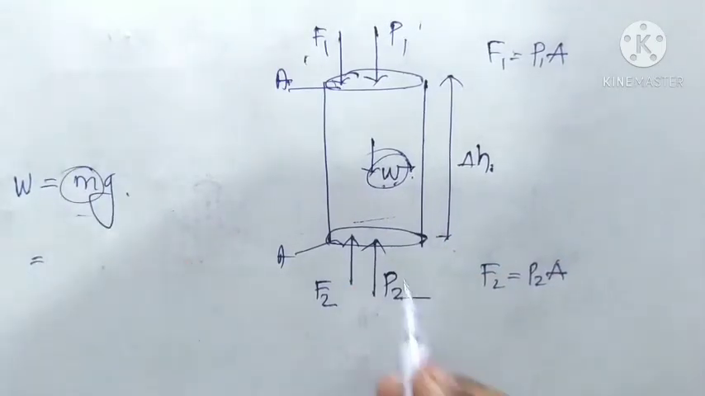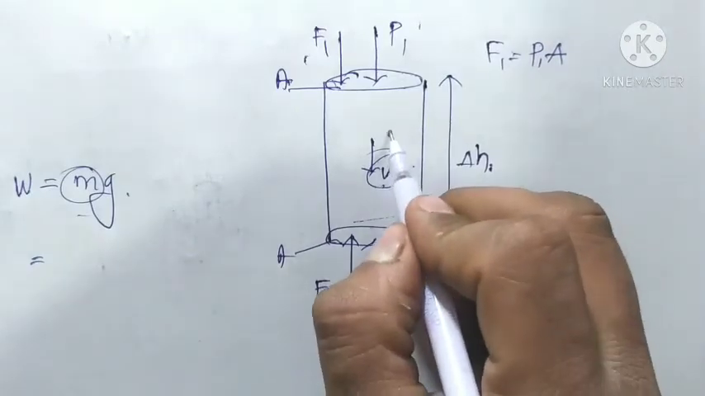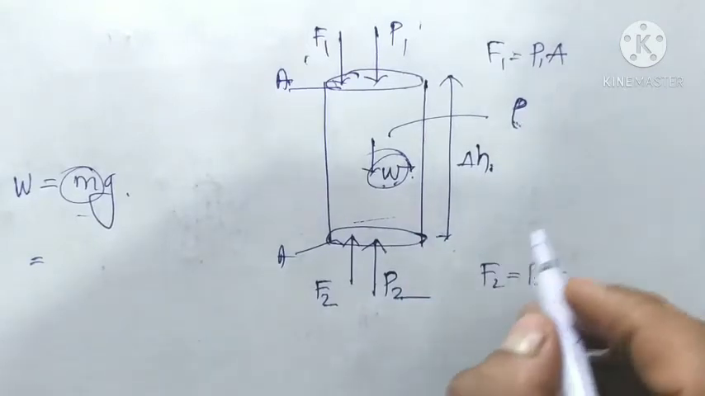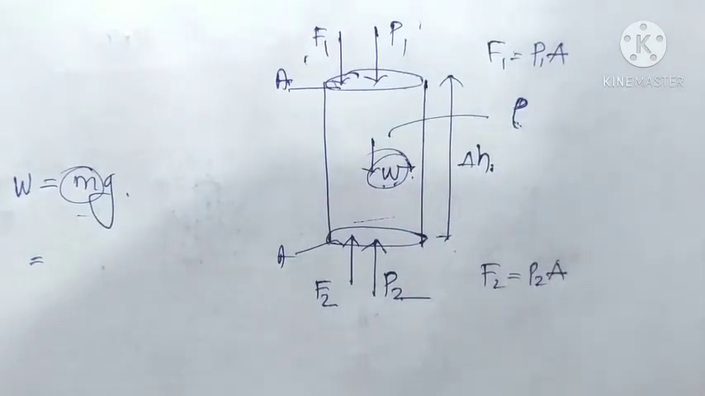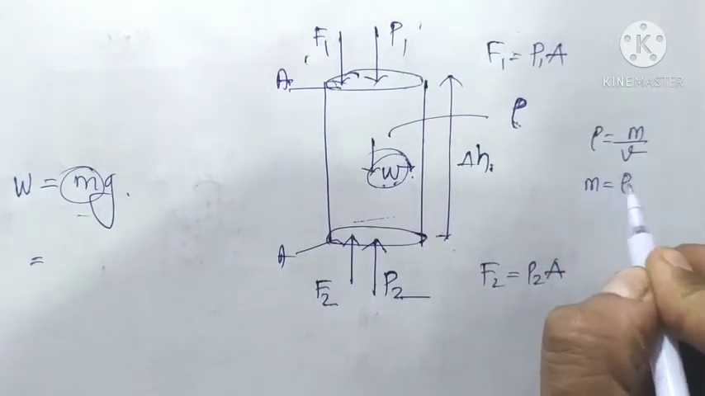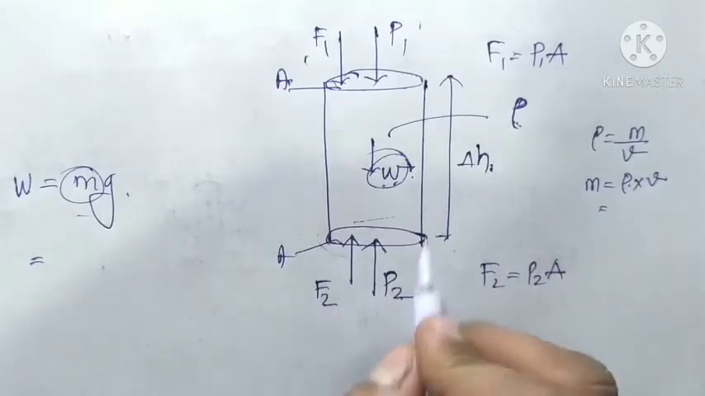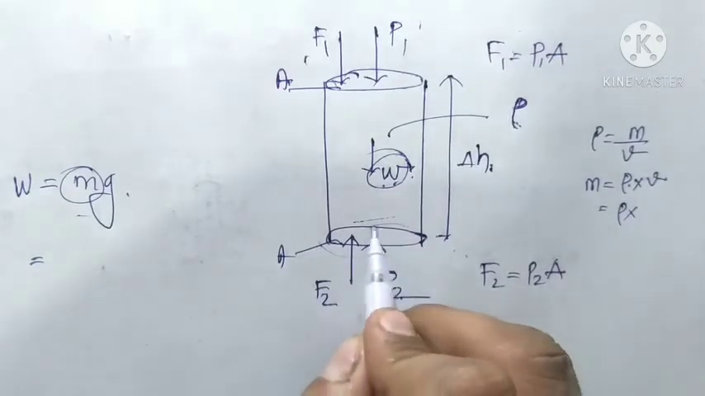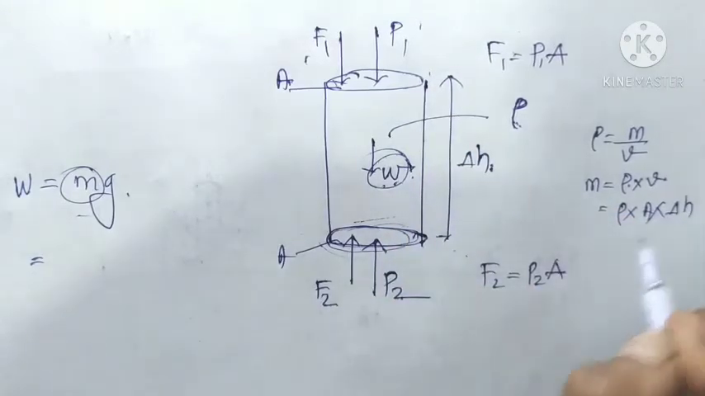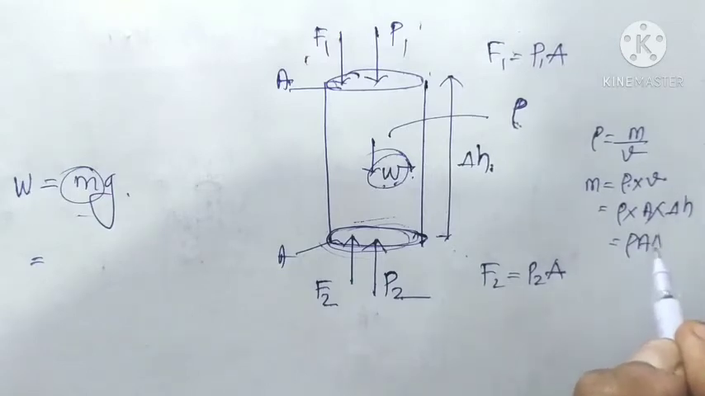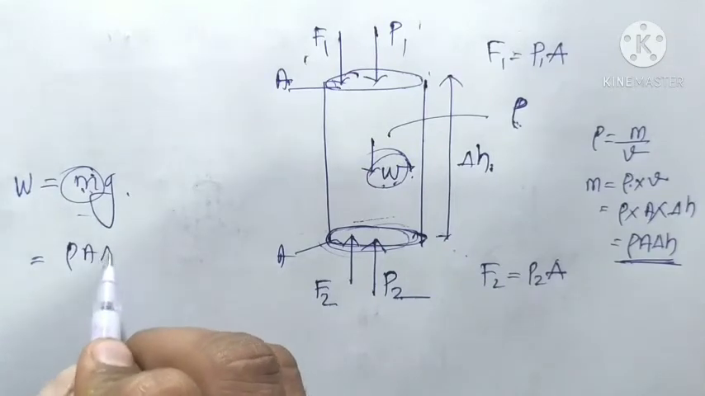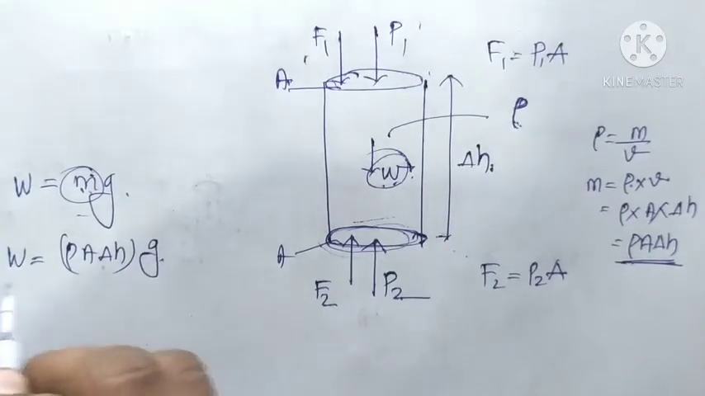So what is the mass of this body? Okay, so we already know the density rho. We take here density rho. We already know that density is equal to mass upon volume, so mass is equal to density into volume. What is the volume? Cross sectional area A into height delta h. So finally rho A delta h is mass. Finally we put this value here, rho A delta h g. This is the weight of this body.